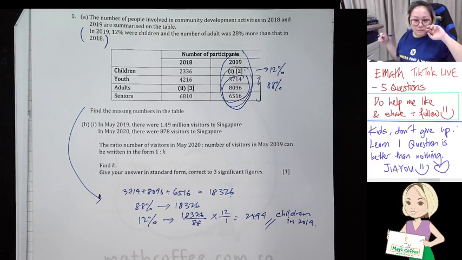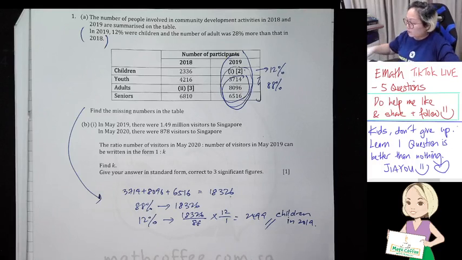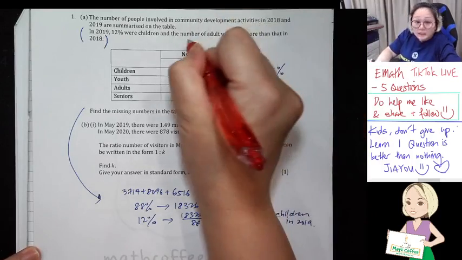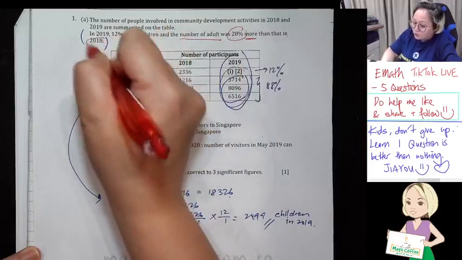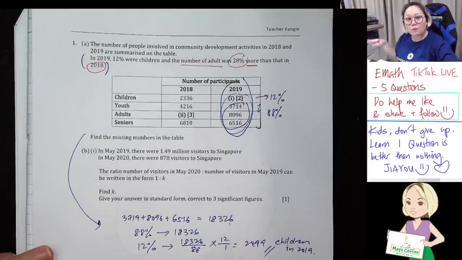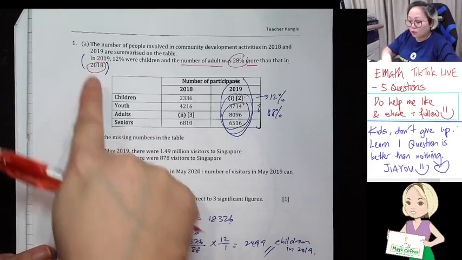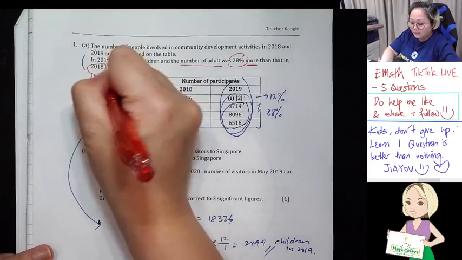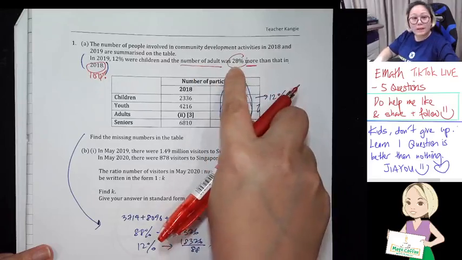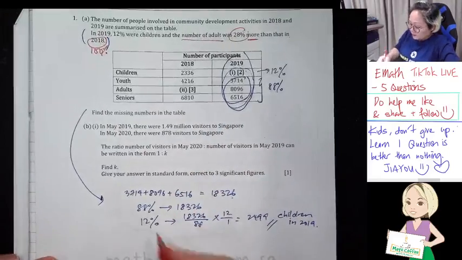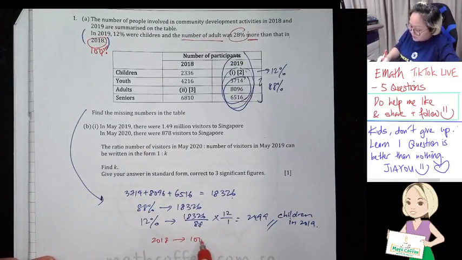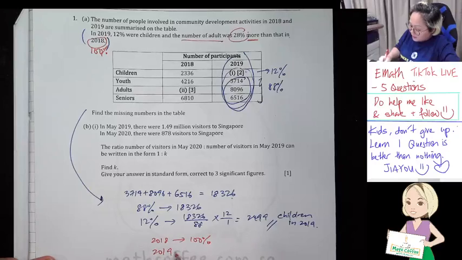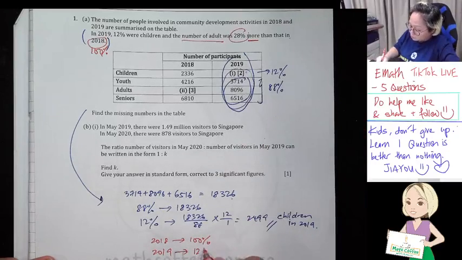Okay. Next, this one is the one that students always confuse. Look at this. The number of adults was 28% more than that in 2018. So they're comparing with 2018. If you compare with 2018, 2018 will be your 100%, understand? And then adults is 28% more. So 2018 will be 100%, that's my reference. 2019 is 28% more, so it's 128%.